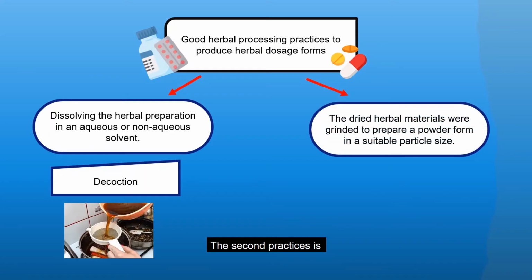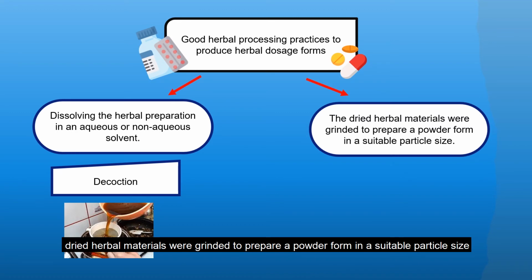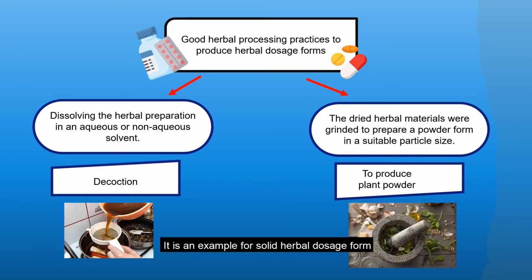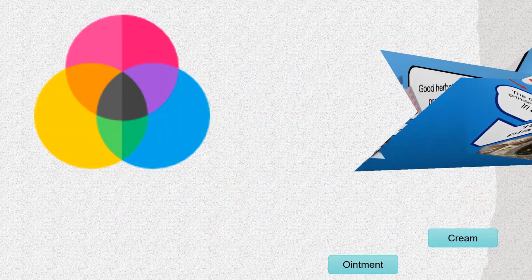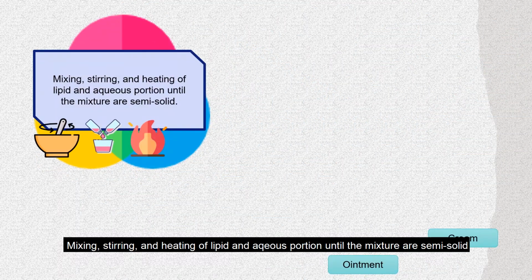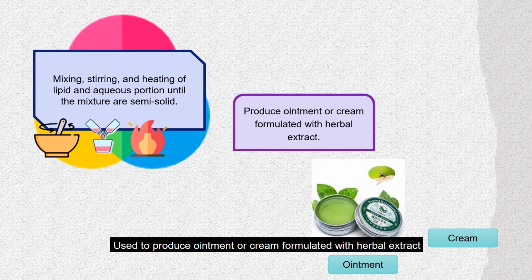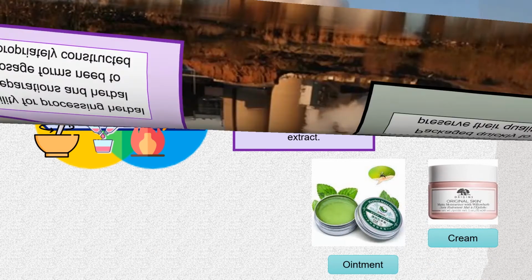The second practice is that dry herbal materials are ground to prepare a powder form in suitable particle size to produce a plant powder. It is an example of a solid herbal dosage form. The last one is mixing, stirring and heating of the lipid and aqueous portions until the mixture is semi-solid, used to produce ointment or cream formulated with herbal extract.